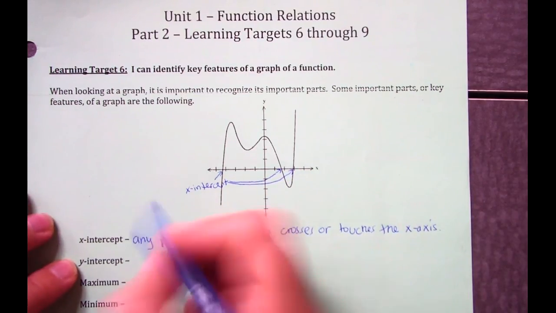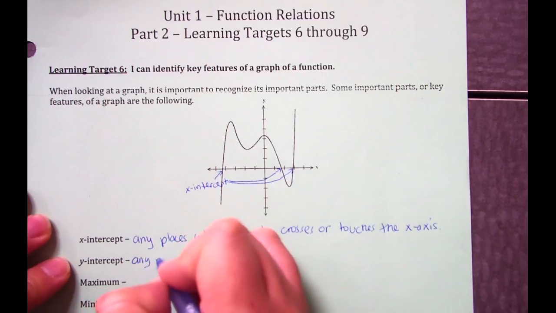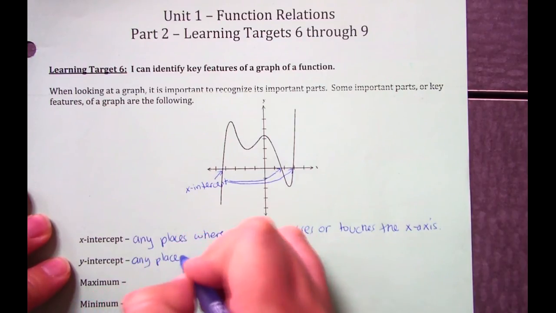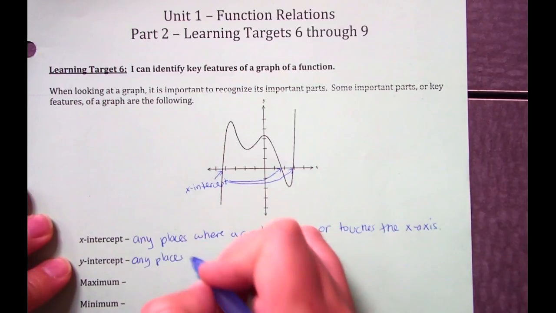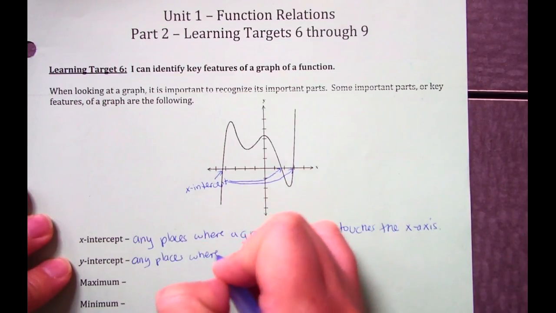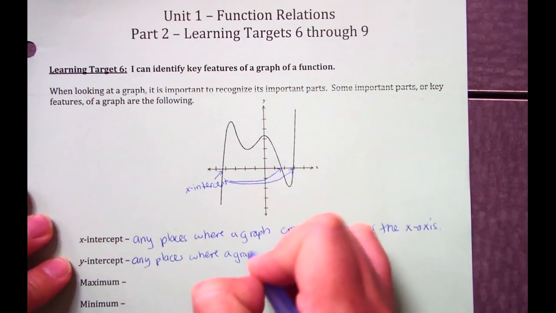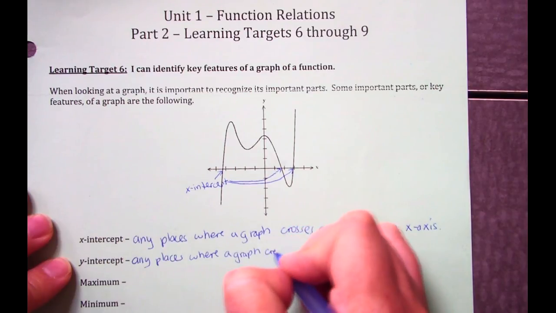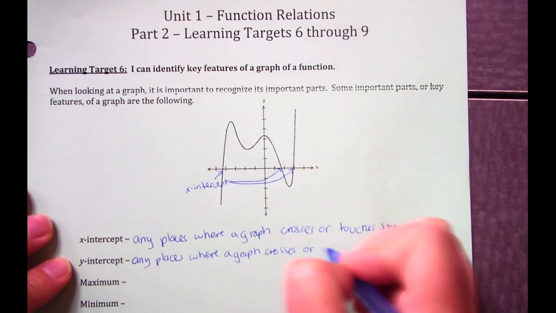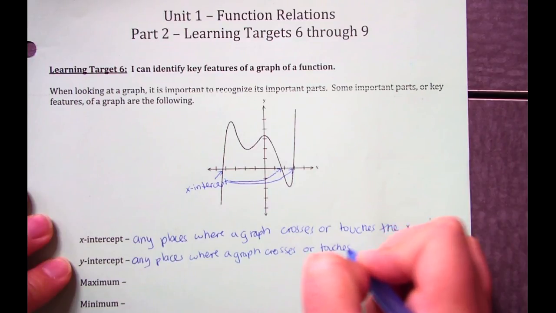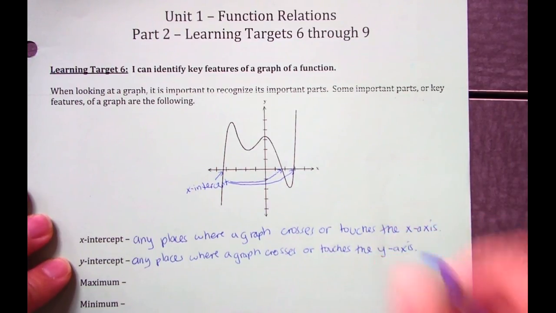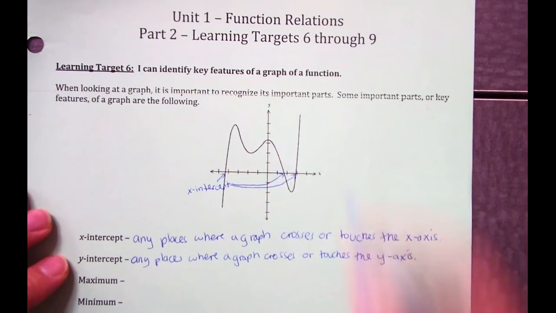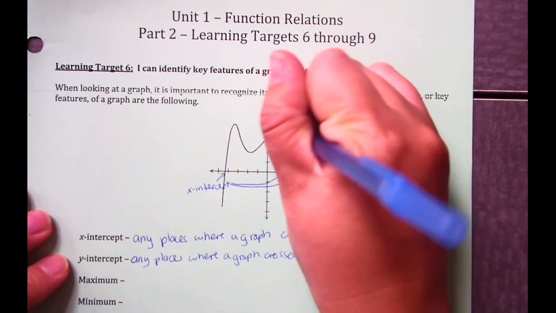The y-intercept is any place, or if it's a function, I'll just have one though, any place where a graph crosses or touches the y-axis. So in this graph, the y-intercept is right there.